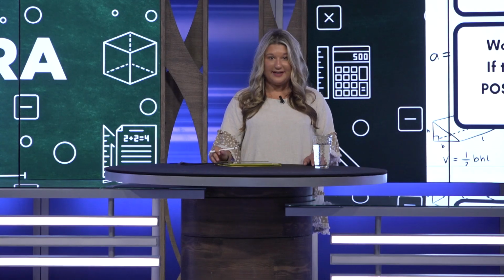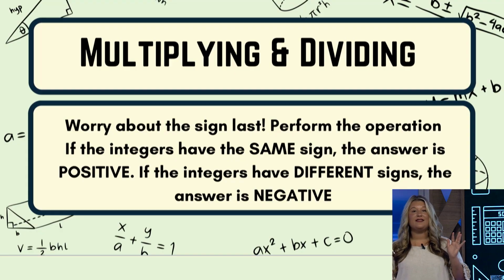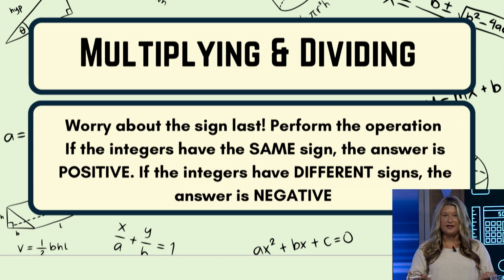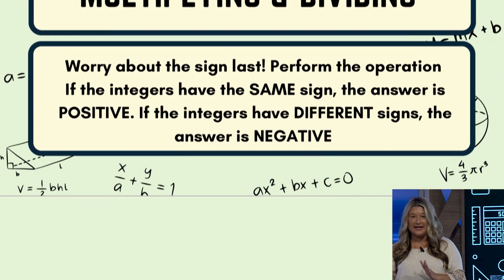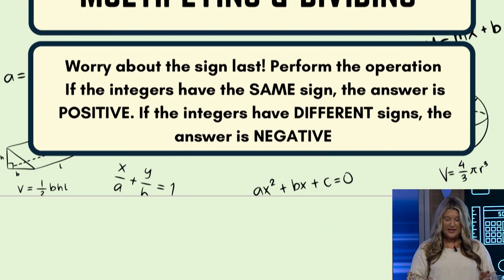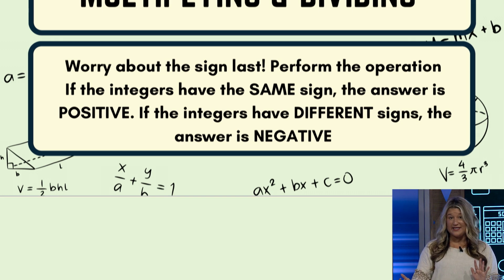Now multiplying and dividing. So this is a little, not a little trickier. There is a shortcut, but it's the same as doing your normal operations, except you just have to be mindful of the sign. So again, just like adding, we worry about the sign last. We're going to do the same thing. So perform the operation. If the integers have the same sign, the answer will be positive. If the integers have different signs, the answer is going to be negative.